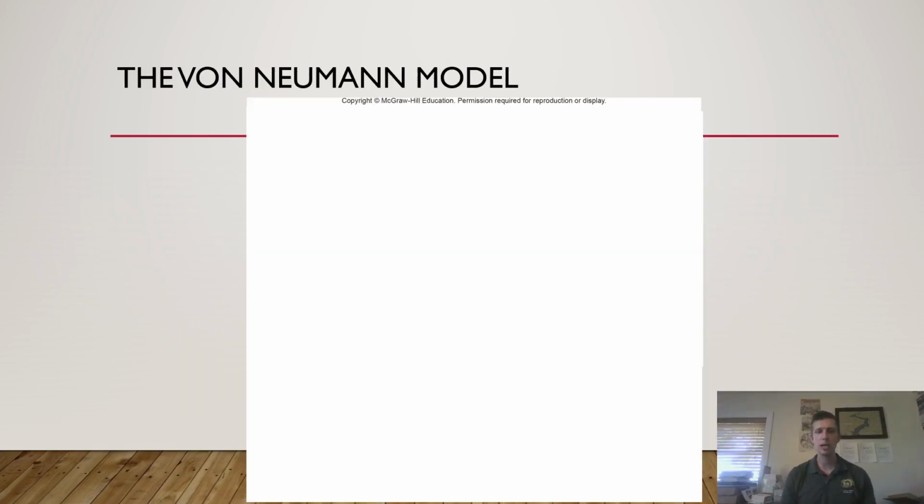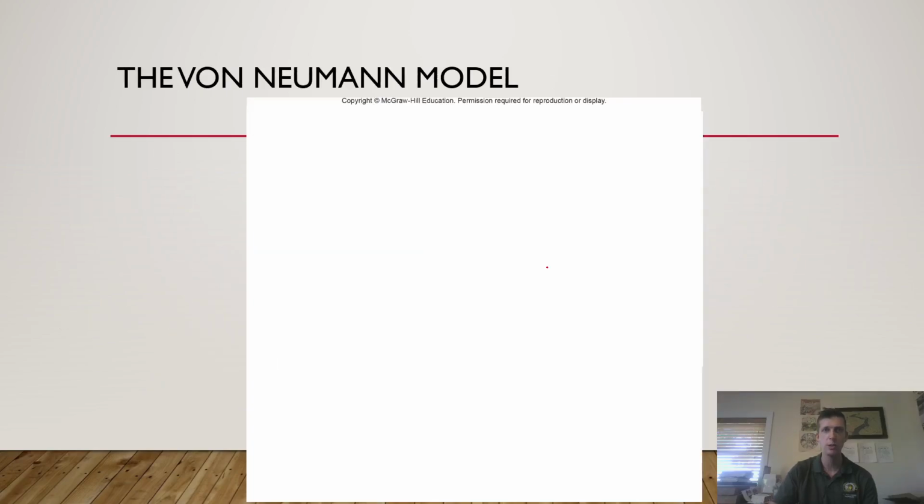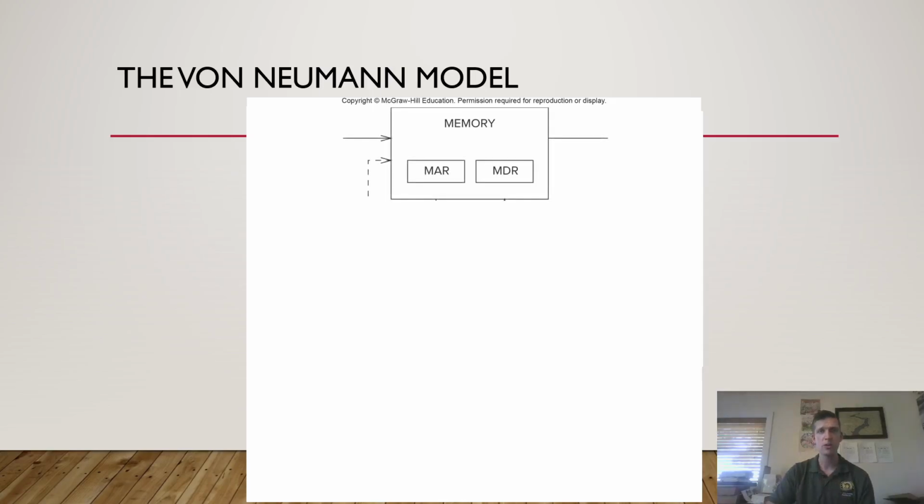Okay, so let's take a look at one such architecture. So this is where we're right here in the pyramid. One such architecture is called the von Neumann model. And the von Neumann model has 5 components you might remember from EE360. The first being memory, which is where we store our data and our instructions.